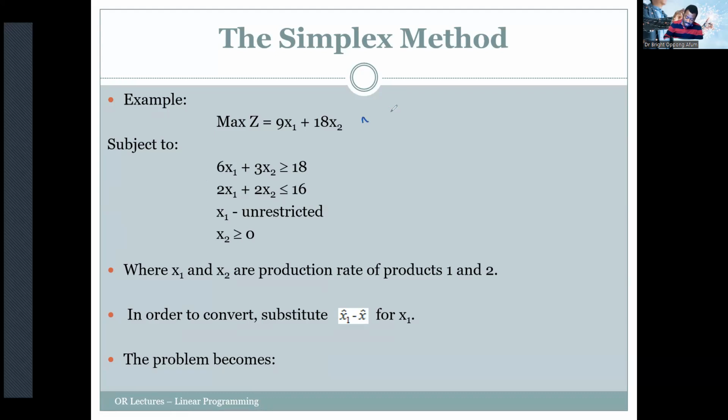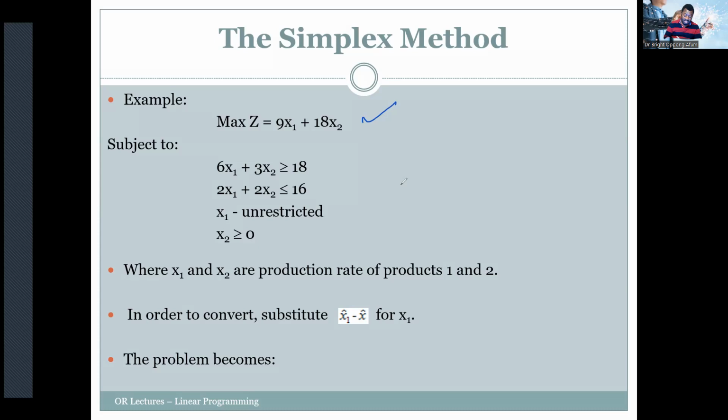Okay, so we are maximizing Z = 9x1 + 18x2, subject to 6x1 + 3x2 ≥ 18 and 2x1 + 2x2 ≤ 16. And we know that x1 is actually a rate, maybe a rate of production in a plant. So we say that x1 is unrestricted. It can be a positive or negative variable, and x2 satisfies the non-negativity condition, right?